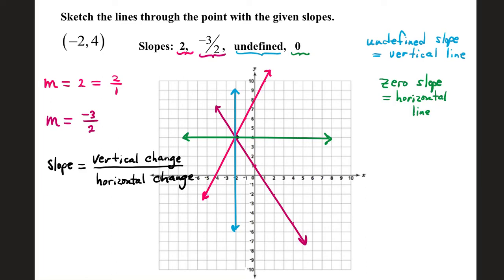Sketch the lines through the point with the given slopes. The point we are given is -2, 4. So I've plotted that here. From the origin, you go left 2, up 4.